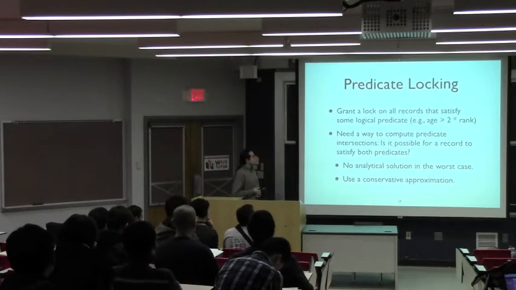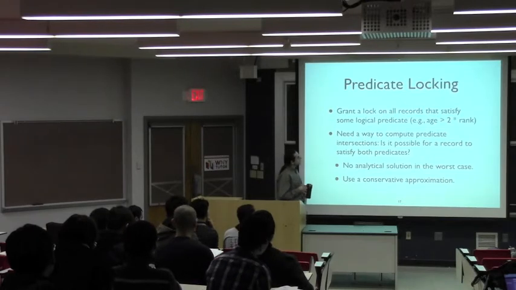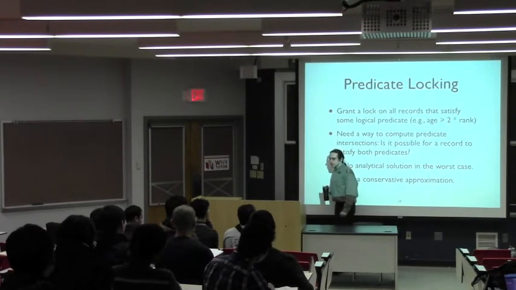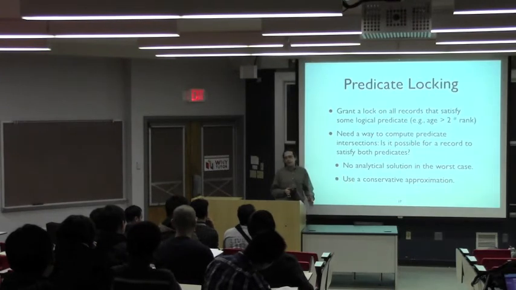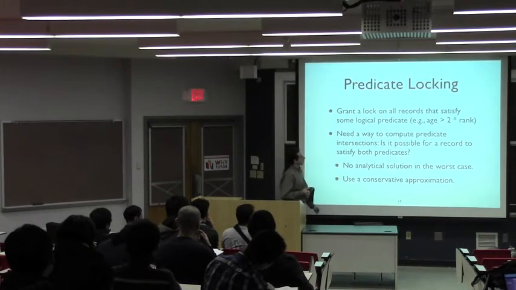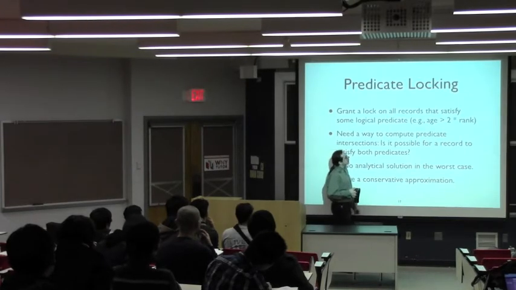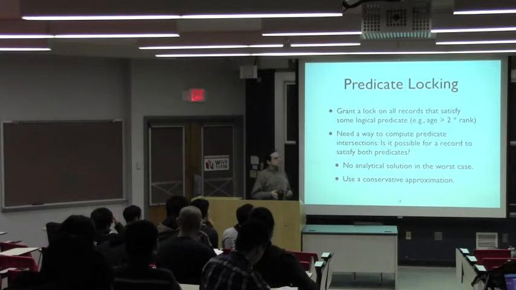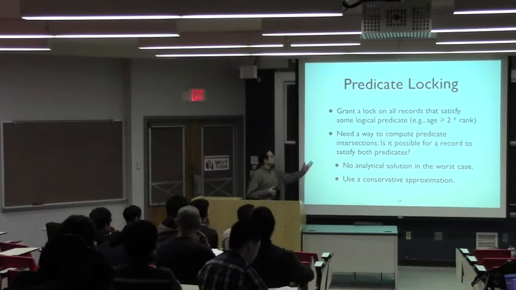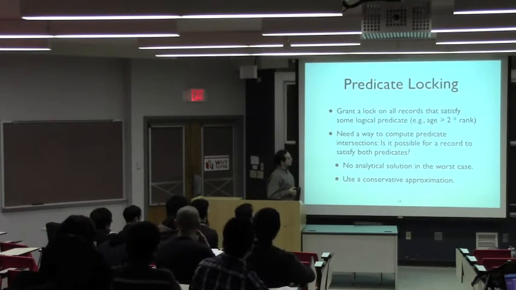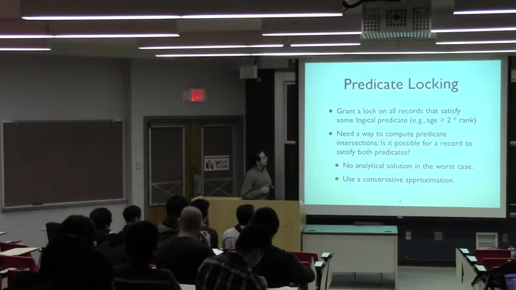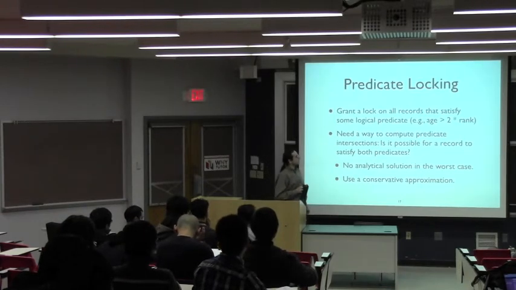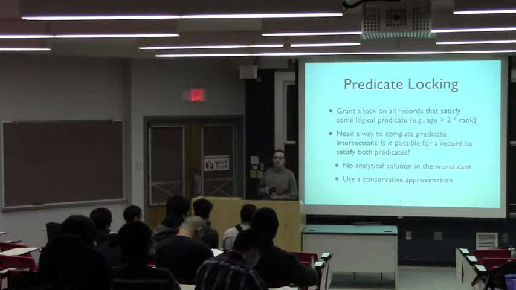The other possibility is to do something a little more crazy along the lines of predicate locking. Now the idea here is to grant a lock on all of the records that satisfy some sort of logical predicate. You can do this in two ways. The first is to iterate over the entire database, perform that particular query, find every single tuple that satisfies this particular predicate, and then grant a lock on that tuple. That's potentially going to be quite inefficient, especially if you're trying to do a query on that set of values, because you're basically paying the overhead of running the query twice, once to acquire the locks and once to actually do the computation that you're interested in.